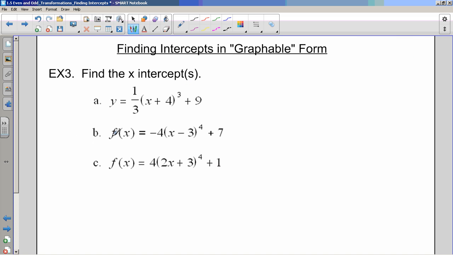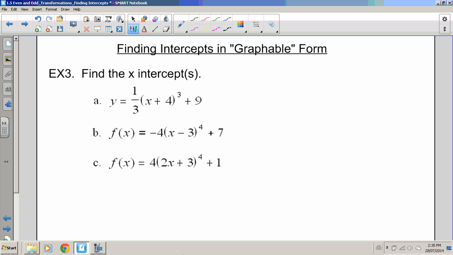We're just asked to find the x-intercepts of these functions. Now notice that we could graph these. We see this is the parent function of the cubic graph, moved left 4 and up 9, and a vertical squish of factor 1/3.